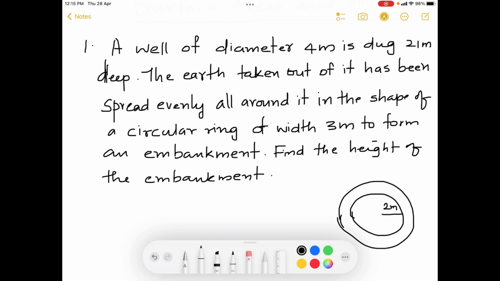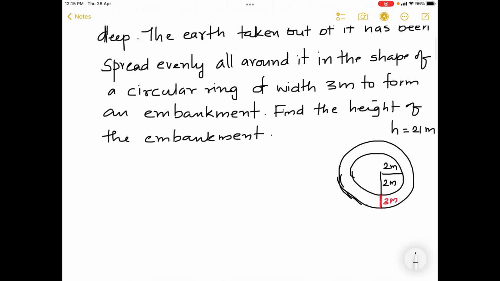Diameter of the well is equal to 4 meter. Therefore, radius is equal to 2 meter. And the width of the embankment is equal to 3 meter. The height of the well is equal to 21 meter. First, we find out the volume of the earth dug out. Volume of the earth dug out is equal to volume of the embankment.